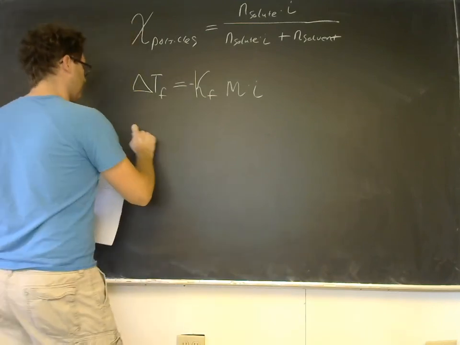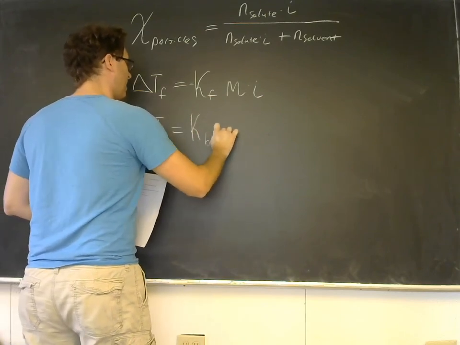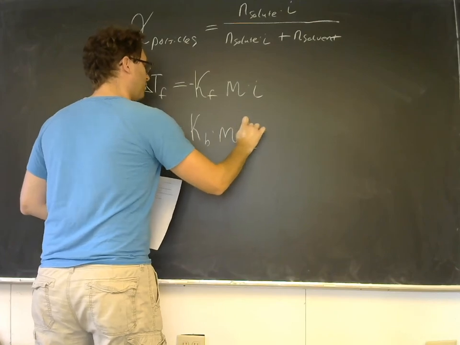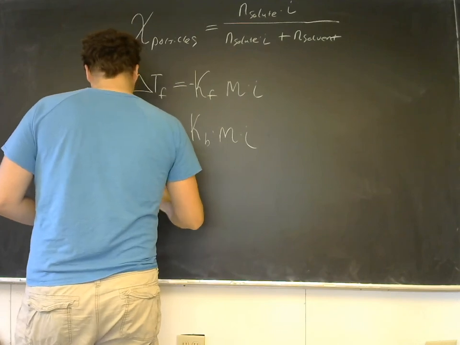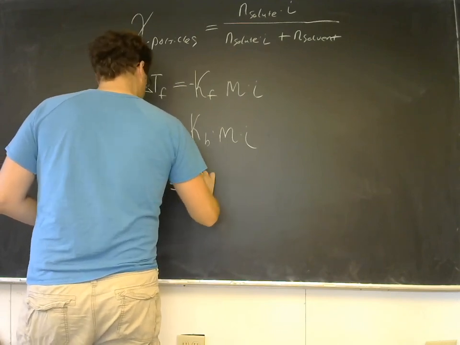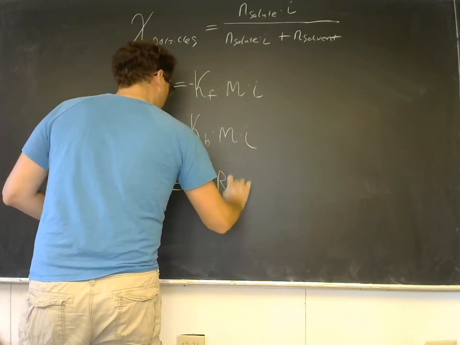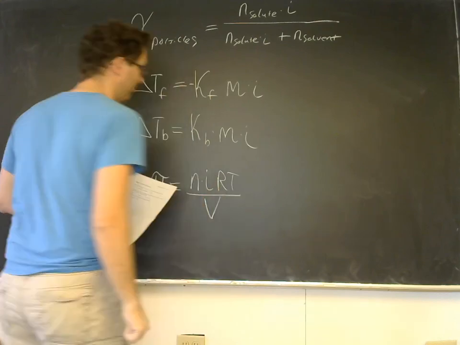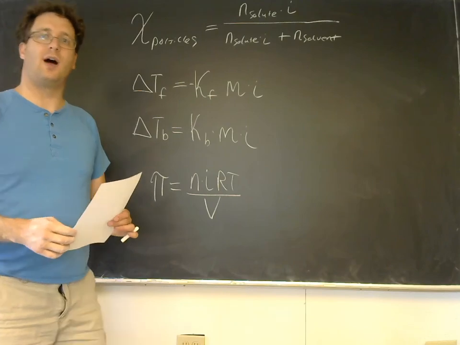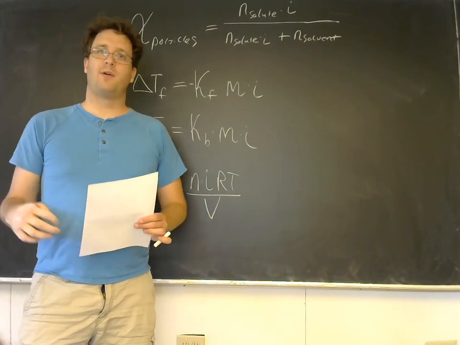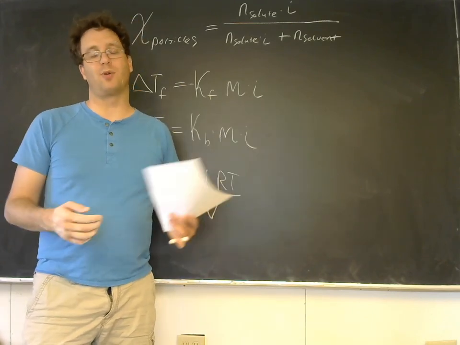And the same thing applies for our boiling point elevation. That's going to equal Kb times the molality, but we're also going to have to multiply it by that Van't Hoff factor. And then finally, pi is going to equal n times i RT over V. The Van't Hoff factor, again, for osmotic pressure. So that's just a little extra bit that we need to consider for these colligative properties when you have a solute that breaks apart into more than 1 particle when it dissolves.